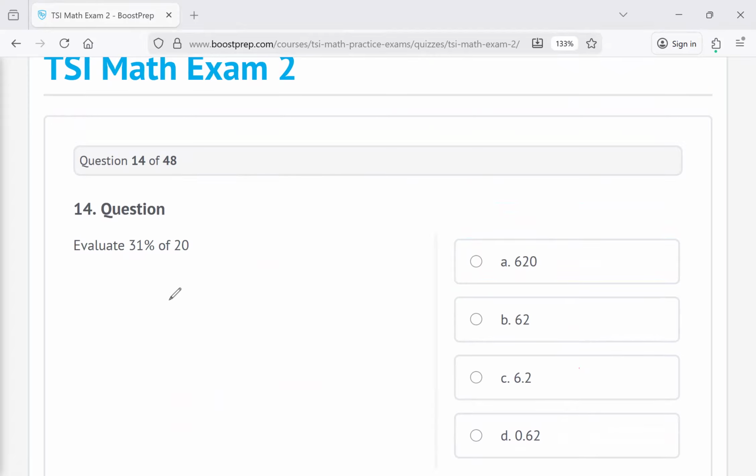Evaluate 31% of 20, right? 31, let's convert that to decimal. 31% as a decimal is 0.31. Word "of" means multiplication, 20. Put it all together. 6.2. Letter C.